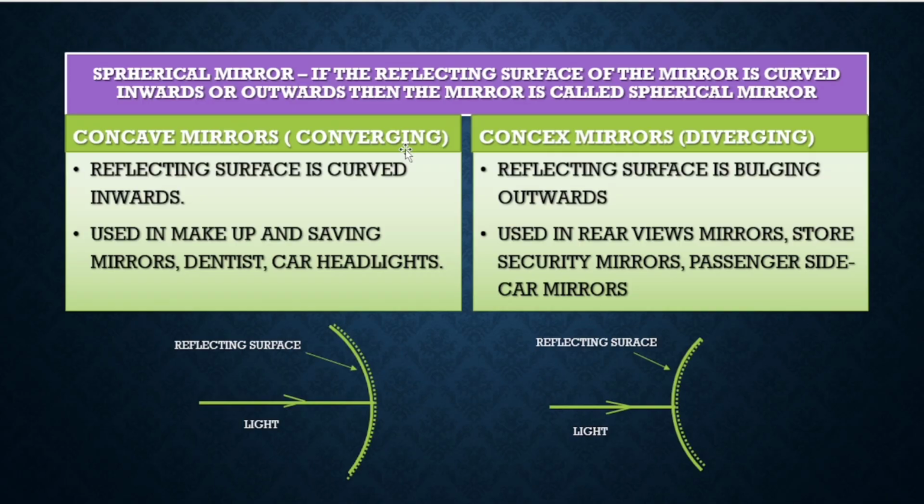You can see spherical mirrors are of two types. Concave mirror, this is called converging, and convex mirror, this is called diverging. In a concave mirror, the reflecting surface is curved inwards. And in the case of convex, the reflecting surface is curved outwards. Concave mirrors are used as makeup mirrors, mirrors used by the dentist, and in car headlights. And convex mirrors are used as rear view mirrors.